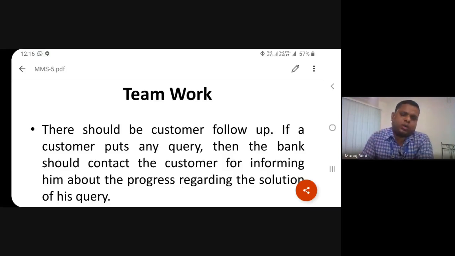After this particular scam, the PNB loan scam by Nirav Modi, the bank implemented a central ERP system, and that ERP system reduces the manpower as well as the workload of different people who are directly involved with banking activities. The next part is that there should be customer follow-up.